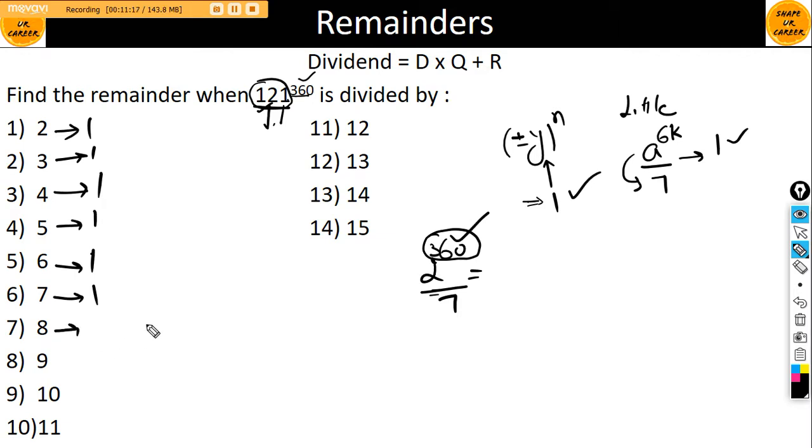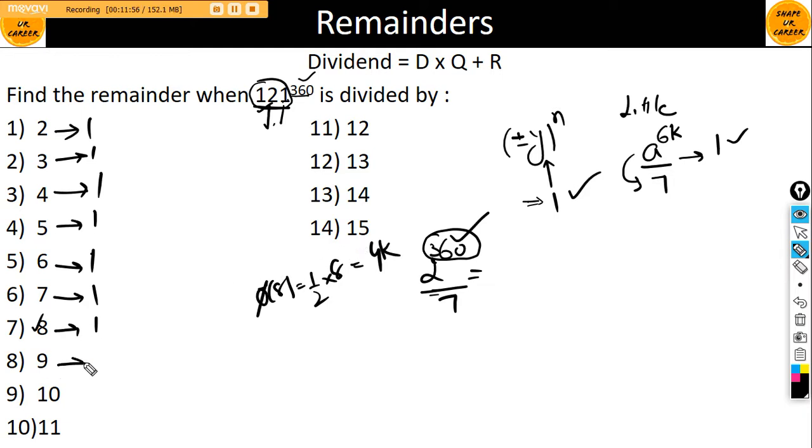Now in case of 8, one way of doing this will be 8 multiplied by 15 is 120, leftover is 1. 8 15s are 120, leftover is 1. So 1 raised to power anything, remainder comes out to be 1. We can also use Euler theorem in this case. So Euler number of 8 comes out to be 1/2 into 8, which is 4. As we know, 121 is odd, which is co-prime with 8. So 121 raised to power any multiple of 4, remainder is 1. And we can clearly see 360 is a multiple of 4, so remainder is 1.